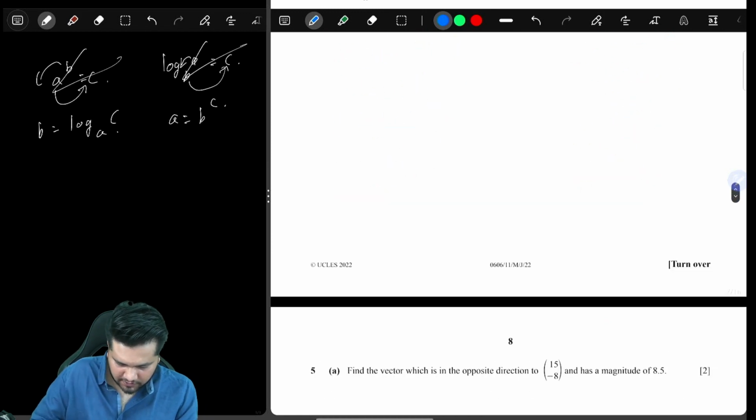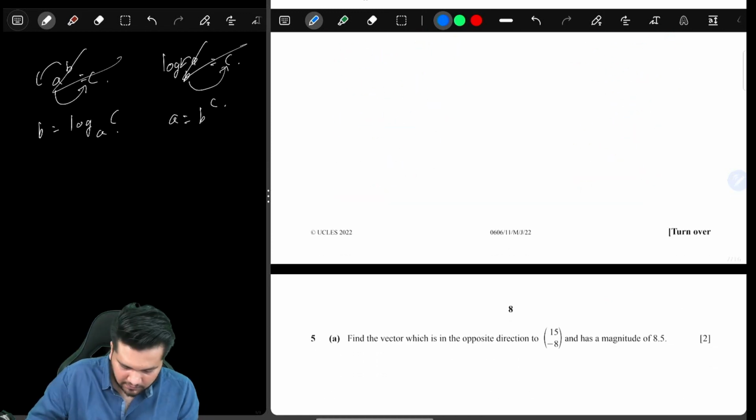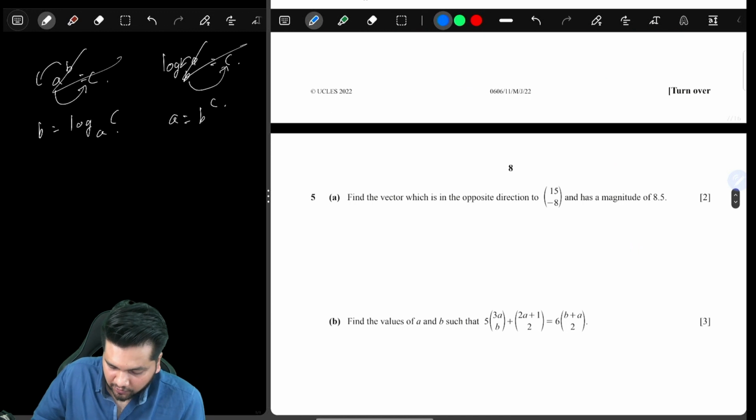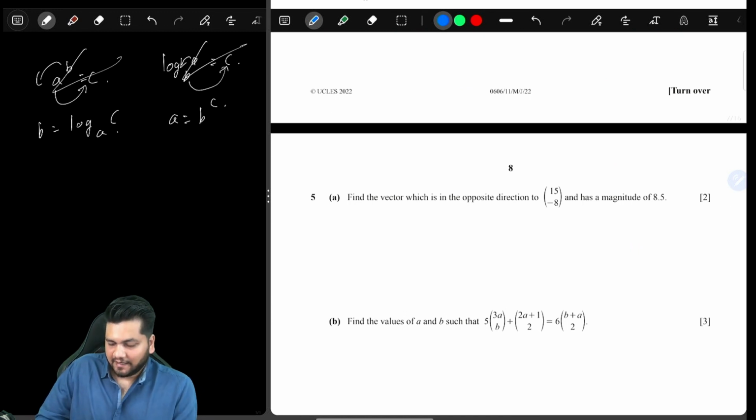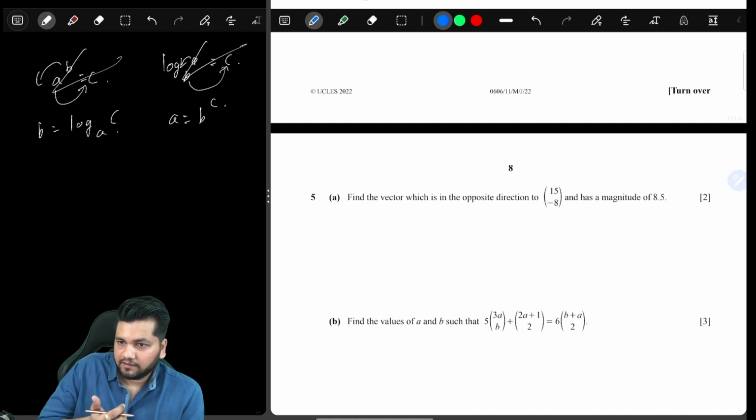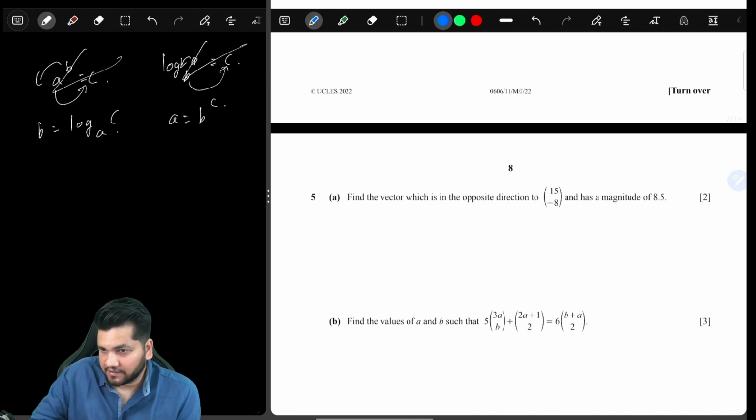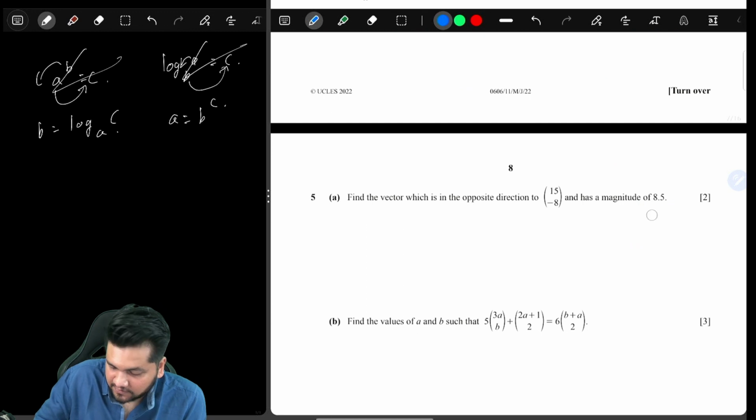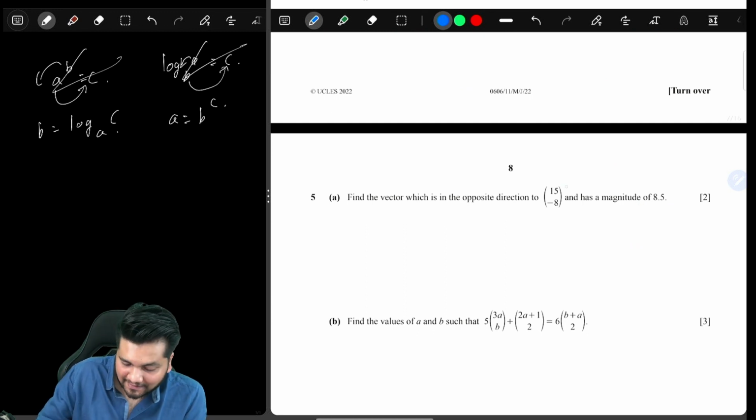Yeah. So after this, fifth, find the vector which is in the opposite direction to (15, −8) and has a magnitude of 8.5. So we need to have a direction as well as magnitude. Here they have given the magnitude, but we want it in the opposite direction of this vector.